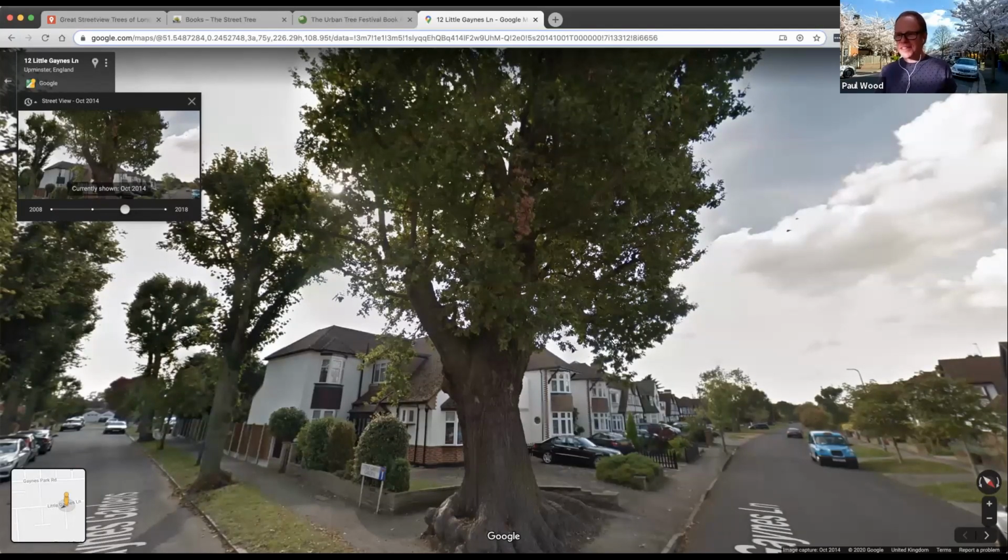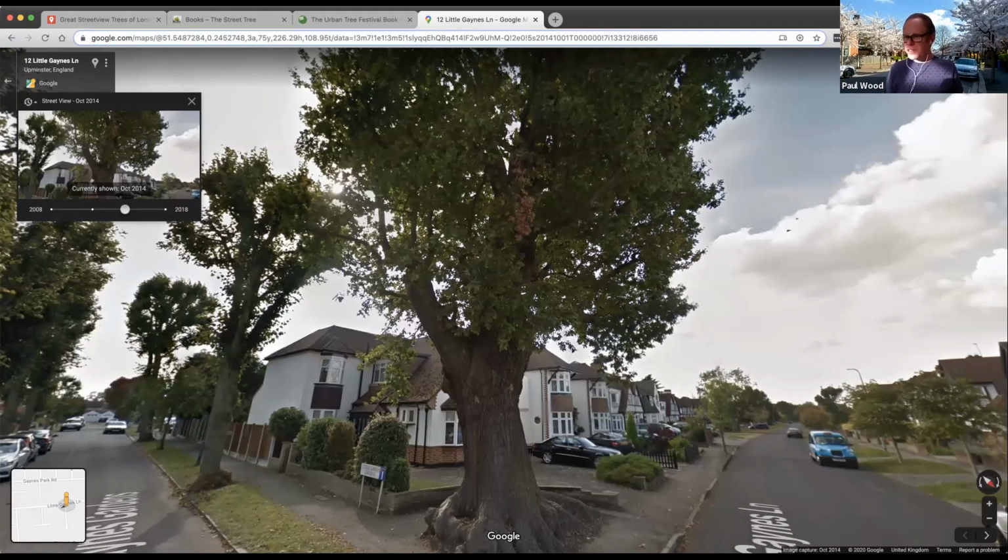So, Little Gaynes Lane in Upminster, one of the oldest street trees in London, perhaps. I think it certainly is a contender. I don't know of any other very old trees like that. There are certainly some old trees around in other parts of London, but whether they're quite this old, I'm not sure. And we'll look at some of these trees as well.